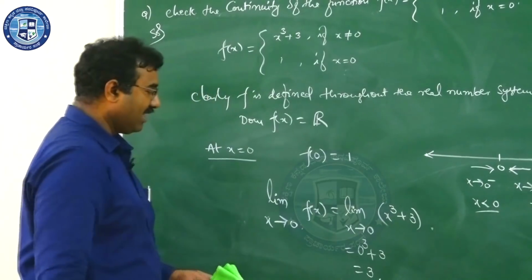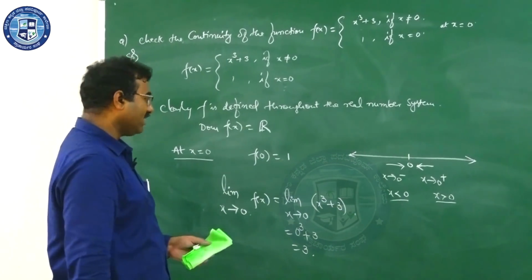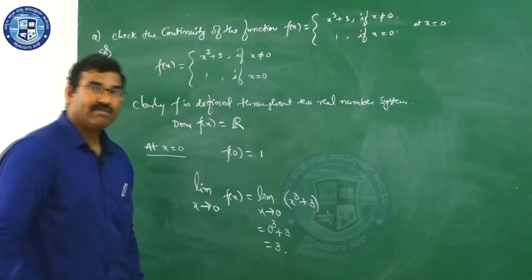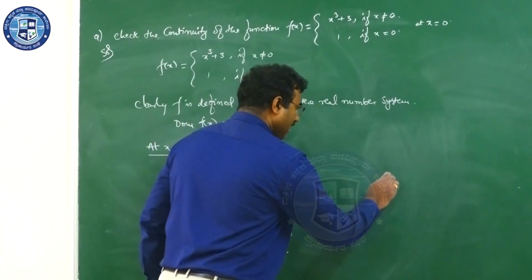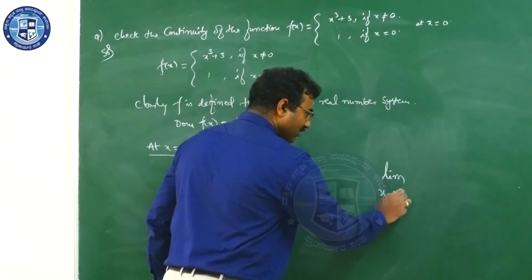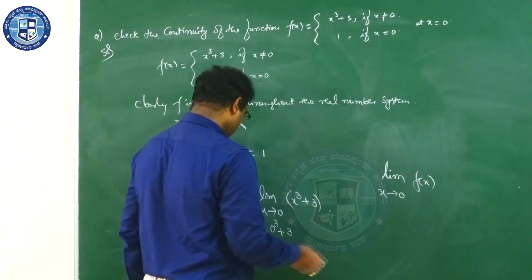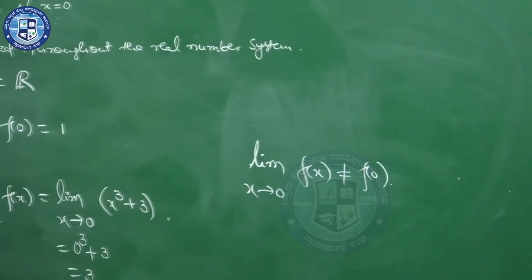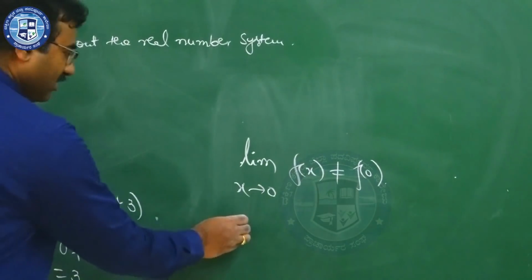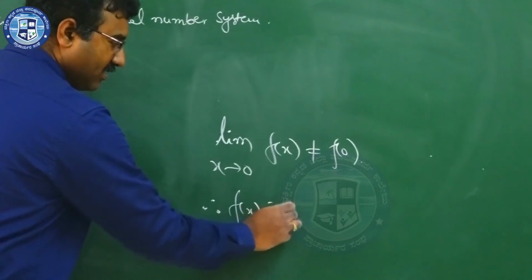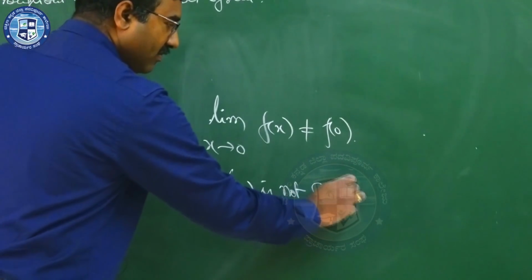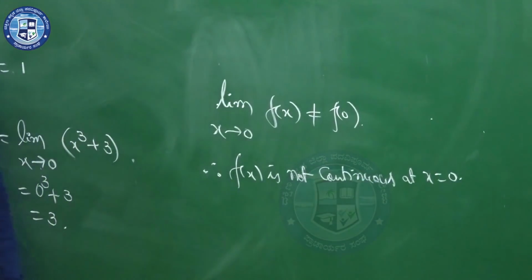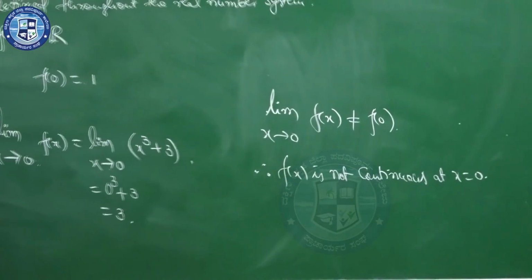So, what did we get now? Limit value is 3 and function value is 1. Right? So, both exist, but they are not equal. So, limit as x tends to 0, f(x) is not equal to f(0). So, what do we conclude now? Therefore, f(x) is not continuous at x equal to 0.